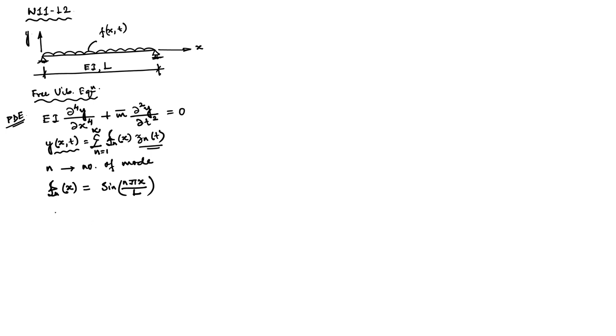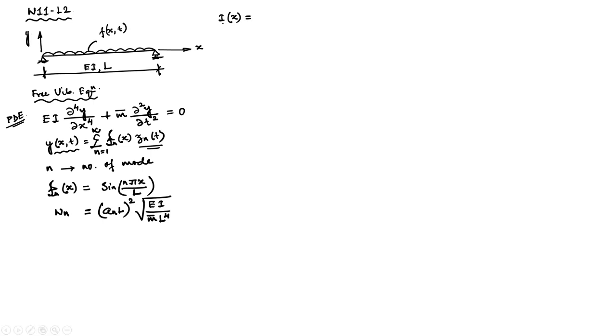We also derived the expression for natural frequency omega n square, or say omega n is equal to (n pi) whole square, then square root of EI divided by m bar l to the power 4.